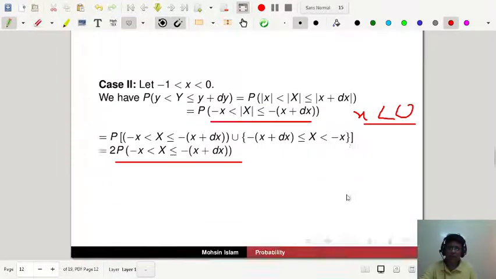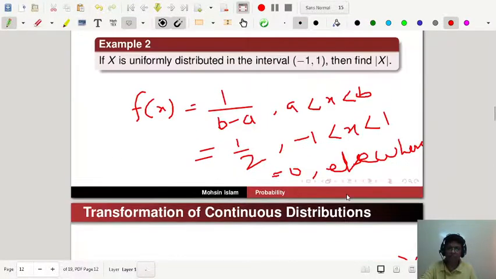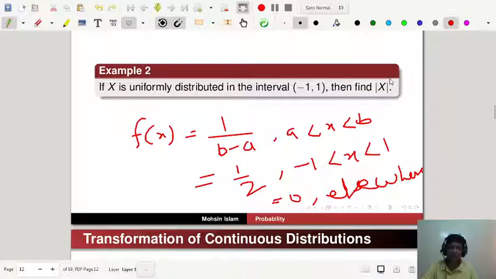So I was searching for the distribution of mod x, right? Look at the question. Find the distribution of mod x. So you have x is uniformly distributed in the interval minus 1 to 1. Your mod x will be distributed uniformly in the interval 0 to 1. Okay.